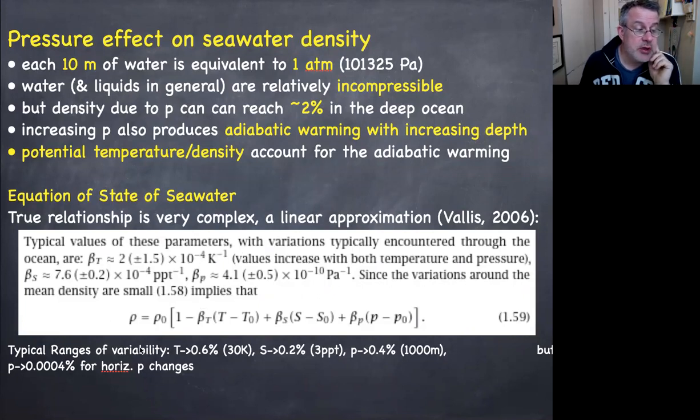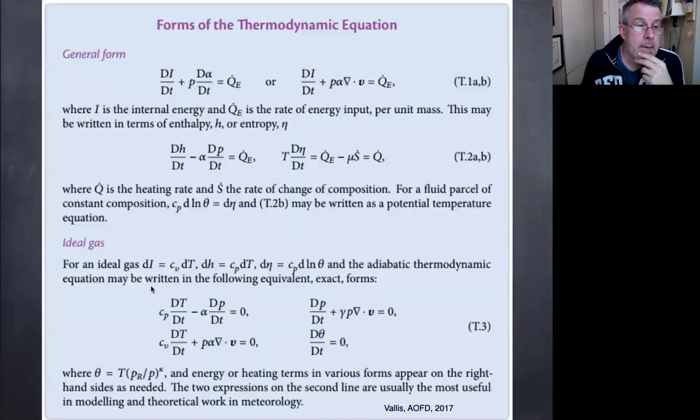If you plug in the typical ranges of variability in temperature and salinity, you get about a 0.6% variation in density because of just the temperature part, about 0.2 from just the salinity part, and about 0.4 from just the pressure part. But only 0.0004% for the horizontal pressure changes. So most of the pressure changes are in the vertical, but the interesting ones, the ones that drive fluid motion, are the ones that have to do with horizontal pressure changes.